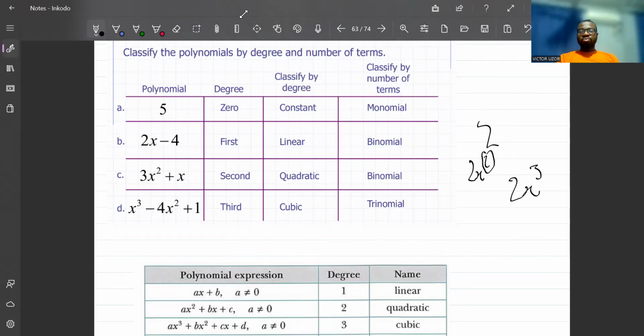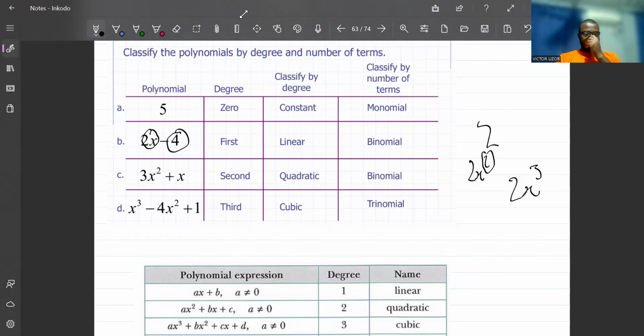So classifying by number of terms, it is a monomial. How many terms do you have there? You just have one, monomial. The second example would be 2x minus 4. By degree it is first degree, which is just one degree, also known as linear. Classified by number of terms, it is a binomial, meaning there are two terms there: 2x, which is one term, and -4, which is the second term.